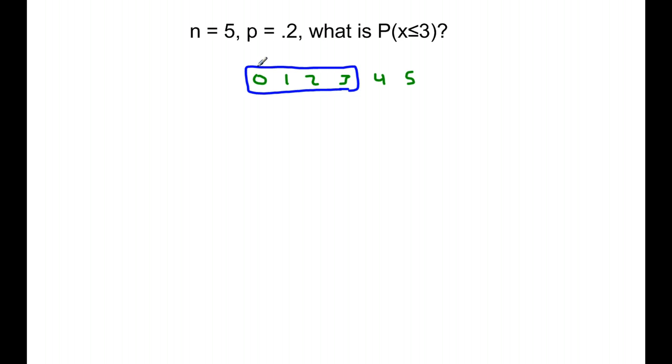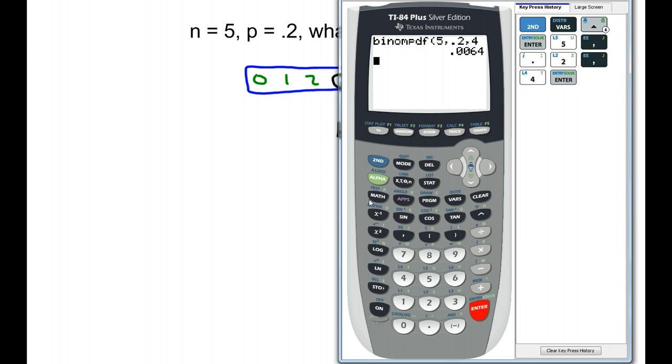Now I could take the PDF of each of these 4 and add them together, but a much faster way to do it is to take the highest number here on the left, this 3, and do a binomial CDF. So I'm going to do binomial CDF of n, which is 5, comma p, which is 0.2, comma x, the highest number on the left side here, which is 3. So let's crank that out real quick.